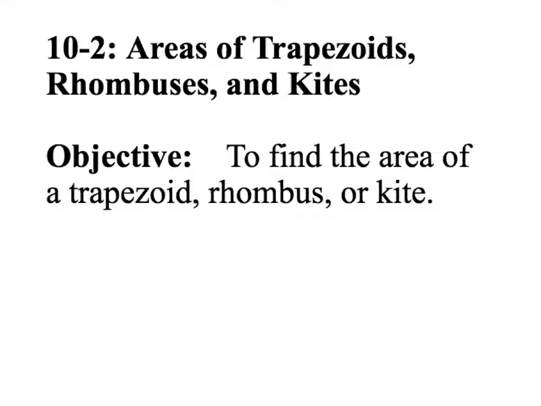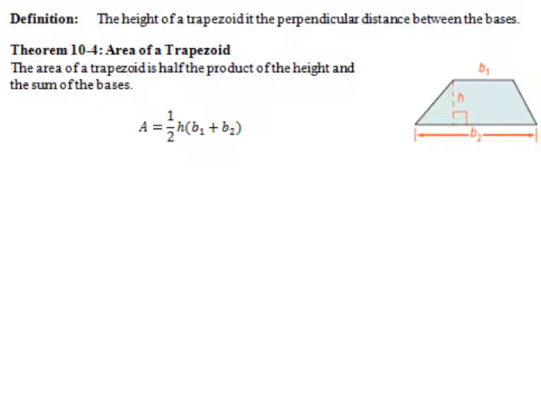Welcome to lesson 10.2. Today we're going to be talking about how to find the area of trapezoids, rhombuses, and kites. First thing we're going to talk about is how to find the area of a trapezoid. That is covered by Theorem 10.4.